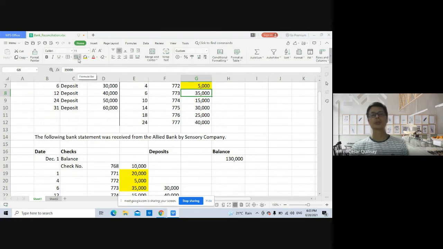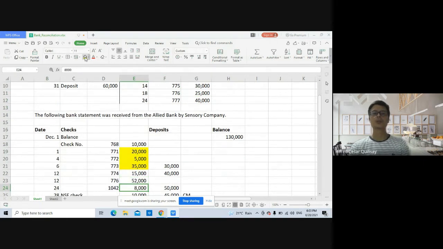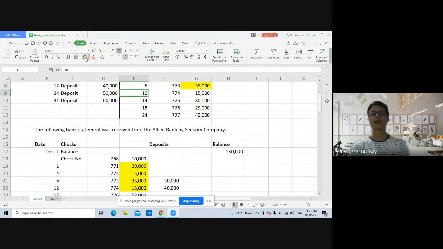So the company disbursed that, so their cash account balance in Allied Bank was reduced. And for 774, we can see here that the 15,000 was also debited by the bank while the company credited that. So that's the reciprocal account. When the bank debits, the company credits. That's how the reciprocal account works. So that is for check number 774.